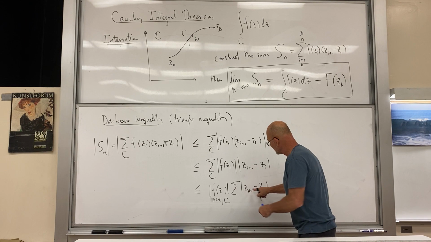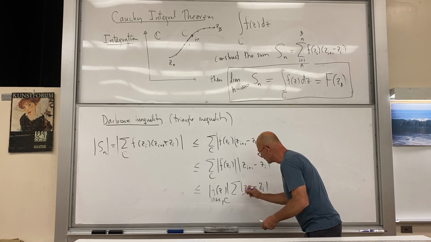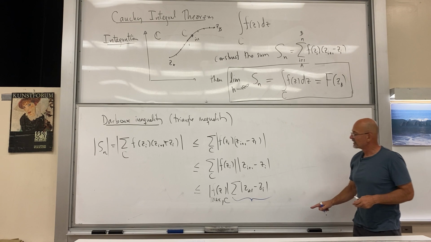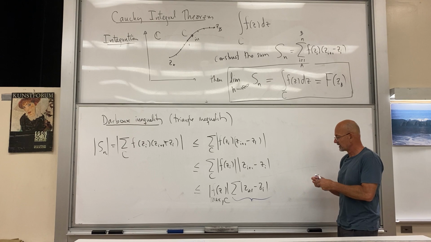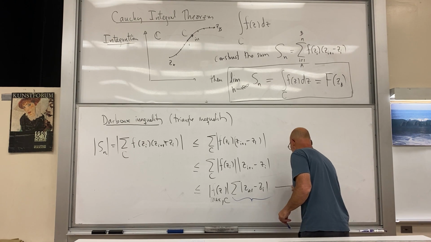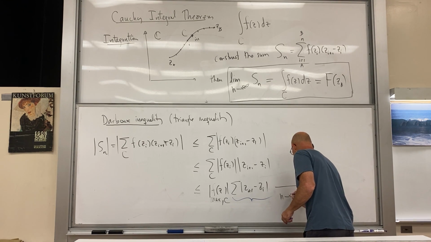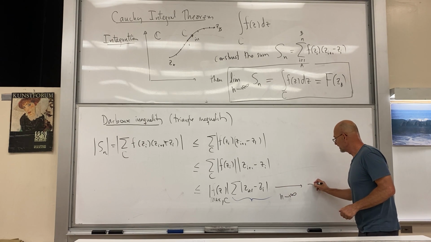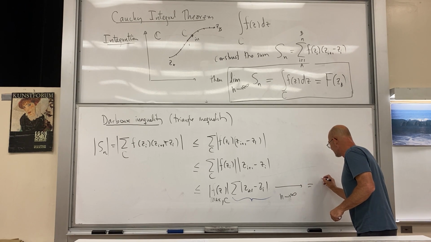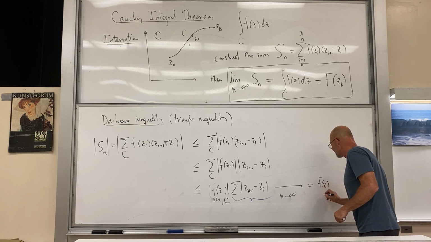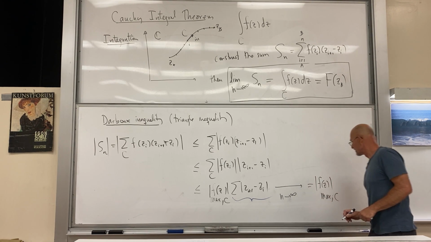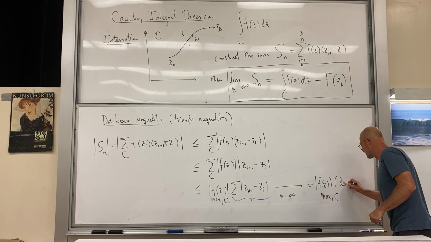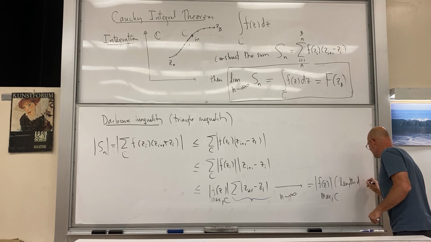But what is this here? But here I'll use blue. In the limit, this is of course just the length of the curve. So I'm just going to put here in the limit as n goes to infinity, what we have here is the maximum of f of z on the curve times the length of the curve C.